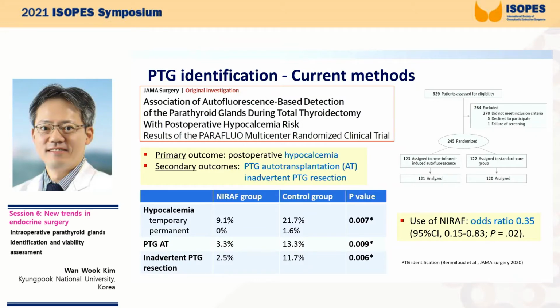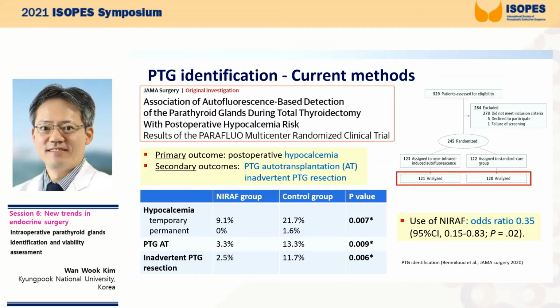It is very important to accurately evaluate the viability of the parathyroid gland, because a devascularized parathyroid gland must be auto-transplanted. The purpose of this study is to determine if intraoperative near-infrared autofluorescence imaging could improve parathyroid gland preservation and reduce postoperative hypocalcemia. The primary outcome was the rate of postoperative hypocalcemia. The secondary outcomes were the rate of autotransplantation and inadvertent parathyroid gland resection. 121 patients underwent near-infrared autofluorescence assisted thyroidectomy, and 120 underwent conventional thyroidectomy.